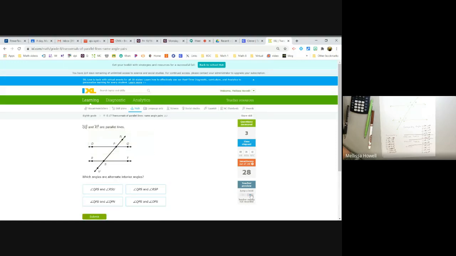Oh, let's do this one. Which angles are supplementary? NMO. So they're talking about this angle right here. And LMO. Oh, that's this angle. And yes, those two angles that are next to each other that make a line, they would be supplementary. I'm going to jump a level.